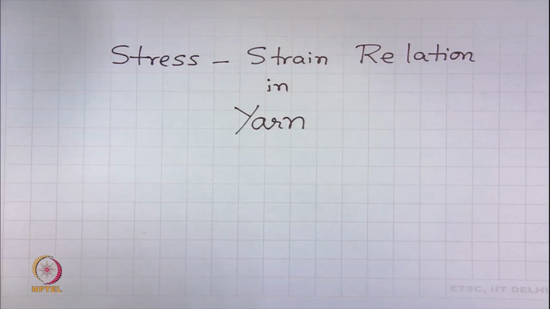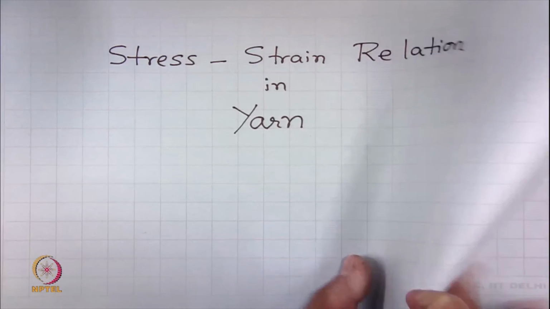If you remember, on the first class of this module, we told that in this module we will be going to discuss two things. One is the tensile mechanics of parallel fiber bundle, second is the stress strain relation in yarn. So far we have discussed the tensile mechanics of parallel fiber bundles, now we are going to discuss about stress strain relation in yarn. So, this part we will start with a diagram.